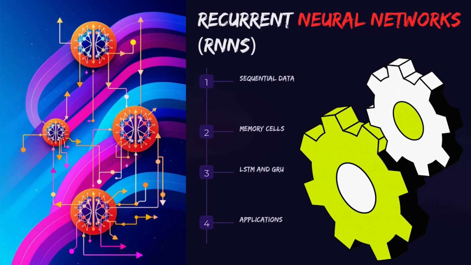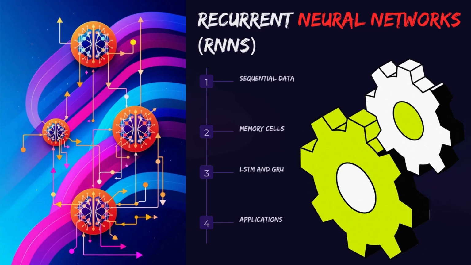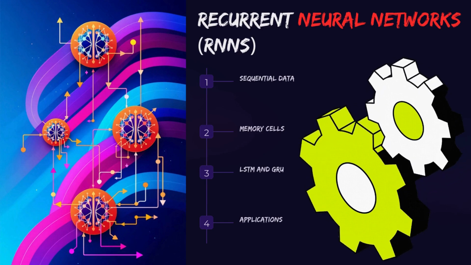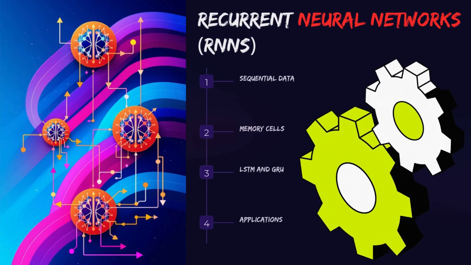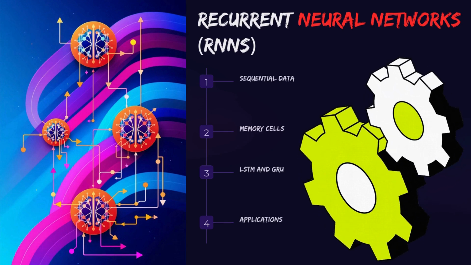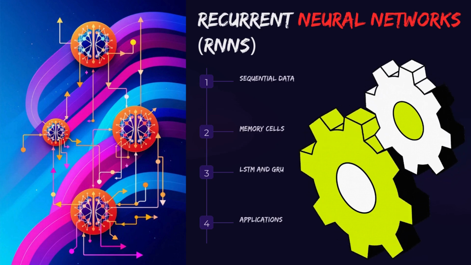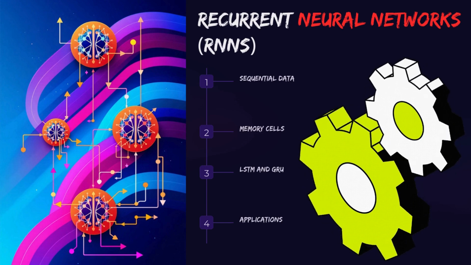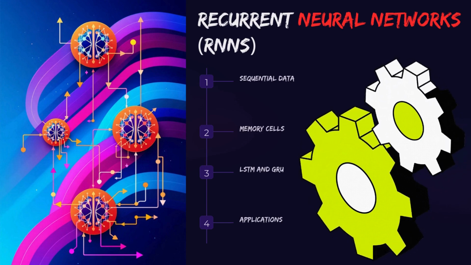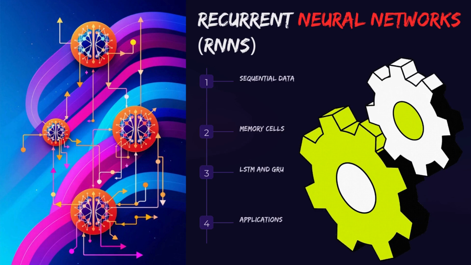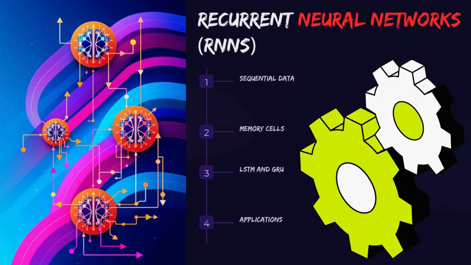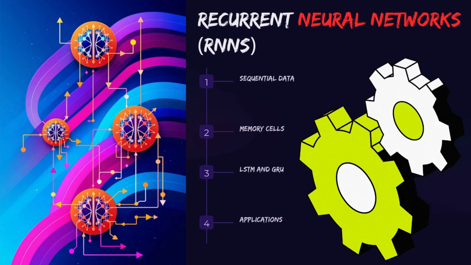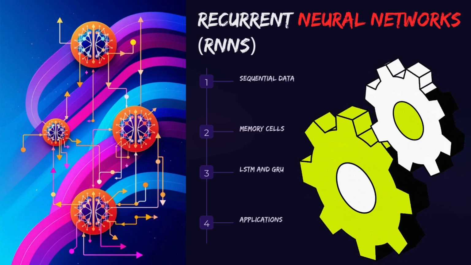Sequential data. RNNs are designed to work with sequential data like time series or natural language. Memory cells. Contain loops allowing information to persist, creating a form of memory. LSTM and GRU. Advanced RNN architectures that address the vanishing gradient problem in long sequences. Applications. Used in speech recognition, language translation, and time series prediction.